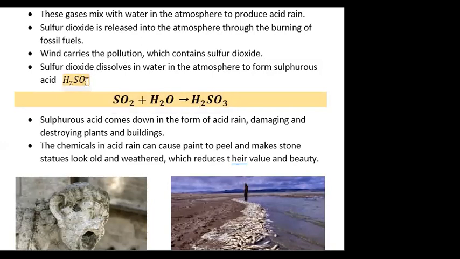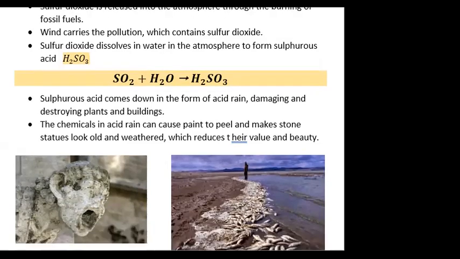Sulfuric acid is H2SO4 and sulfurous acid is H2SO3, right? Just that one number gives it a whole entirely new name. So this is the chemical formula in which you will represent the equation. Sulfur dioxide plus water as reactants react with one another, bond together to give you H2SO3.